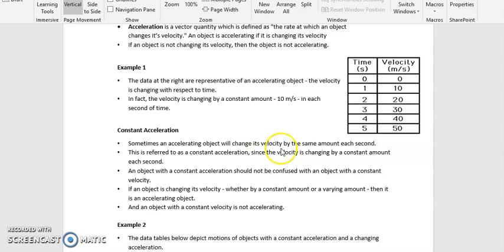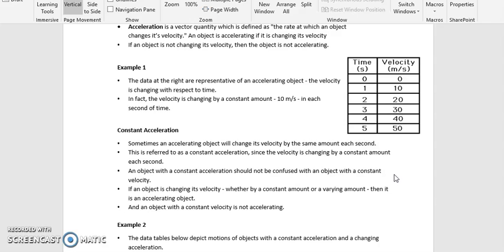Sometimes an object will change its velocity by the same amount each time. So like here, we increase by 10, increase by 10, increase by 10, increase by 10, increase by 10. And so that's what is referred to as a constant acceleration. So the velocity is changing by a constant amount. So that should not be confused with an object with a constant velocity. So if you were traveling at a velocity of 10 meters per second always, that would be a constant velocity. This would be a constant acceleration because you're increasing by the same amount each time.